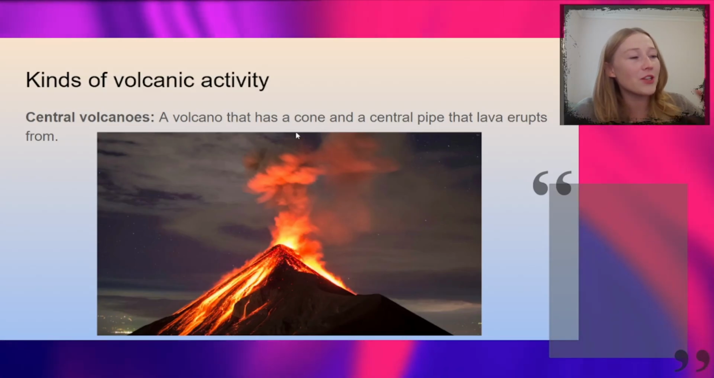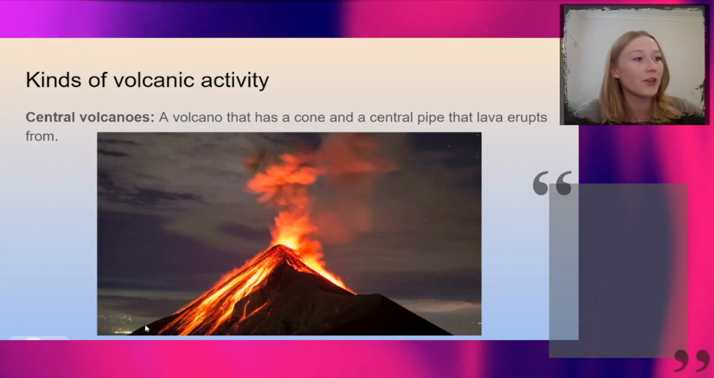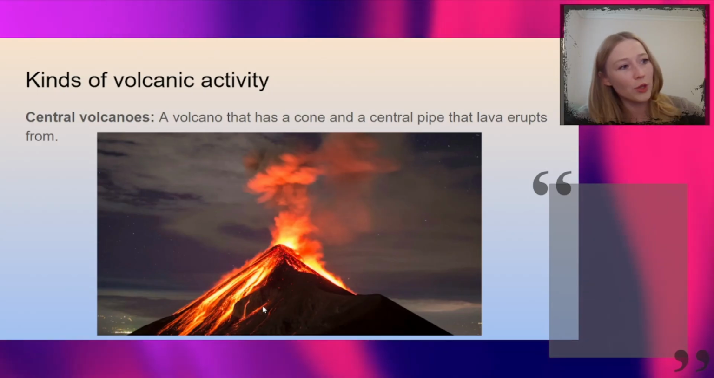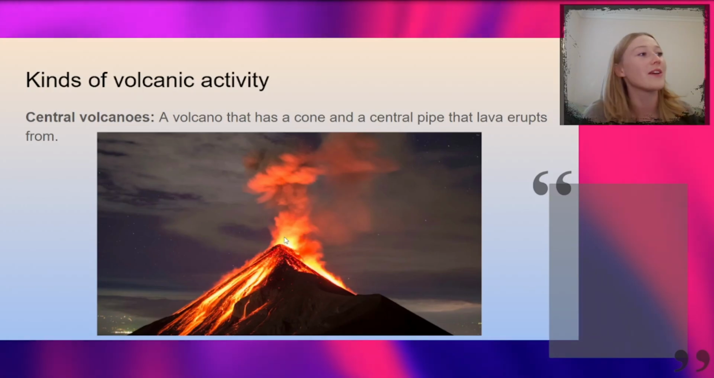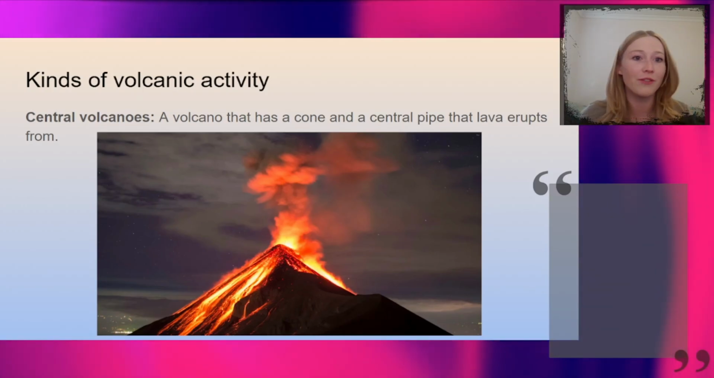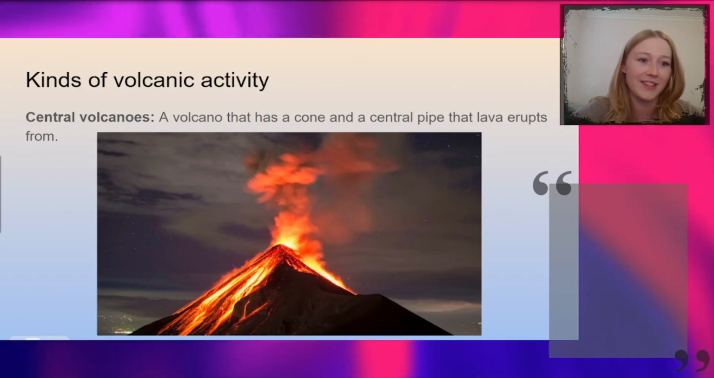got a central pipe that goes through the cone of the volcano. So here is your cone, and going through the middle, we've got the pipe that carries the lava to the surface, and then we have an eruption of some type. We've got lava going everywhere and ash going everywhere, and all kinds of interesting and exciting things.